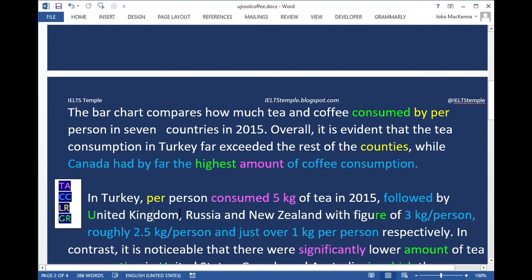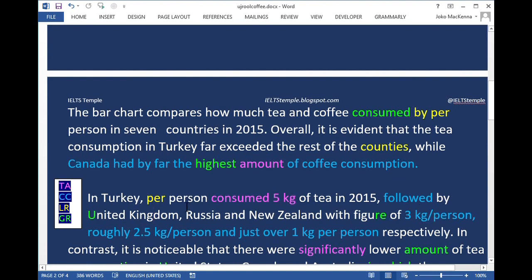In Turkey, per person, you can't use per person here. You have to say each person consume 5 kilograms of tea in 20. Each person? Even like everyone? No, per person consume. Now, the average person. It's the average per person. Okay? So followed by. And this is incoherent. That's why it's coherence. In Turkey, follow.